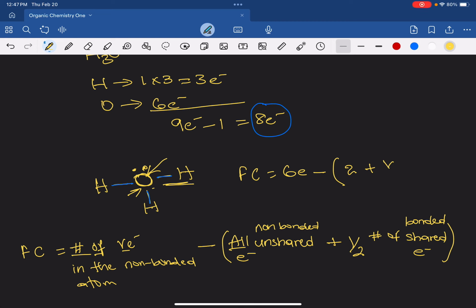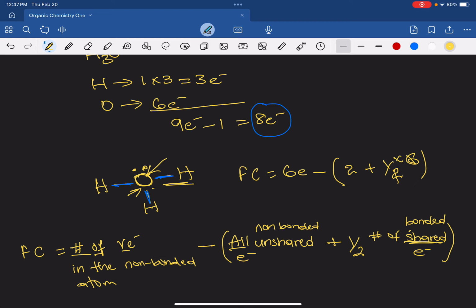Minus half the number of shared electrons. How many shared electrons do we have? And shared are bonded electrons. When you say shared electrons, you're talking about electrons that are shared between two atoms. So these are the shared electrons that are on oxygen. 2, 4, 6.